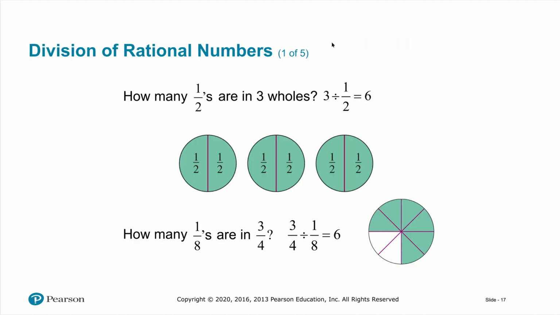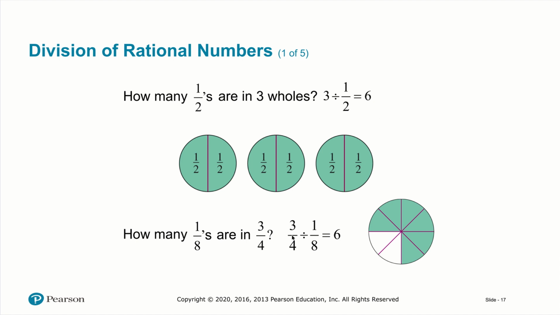Okay, now let's visualize what it means to divide 3 by a half, right? Basically, we want to know how many halves fit inside 3 wholes, right? If you notice, you get 2 inside each whole, so for a total of what? 2, 4, 6. So that's a nice way of visualizing why 3 divided by a half gives 6.